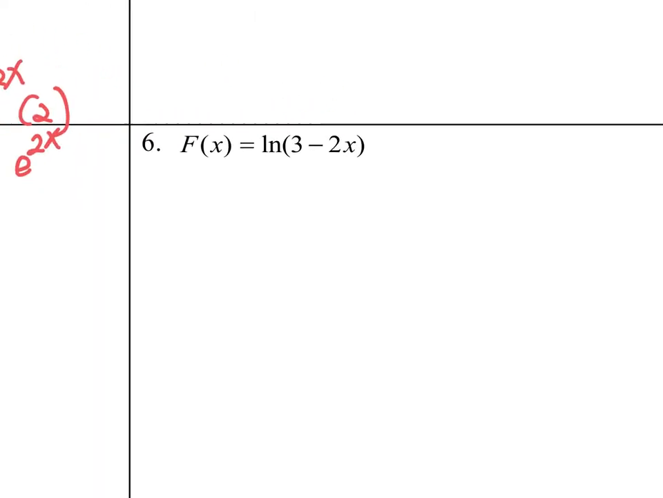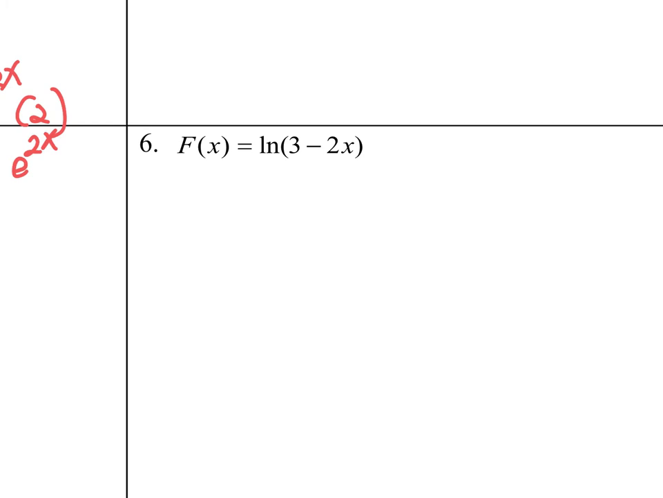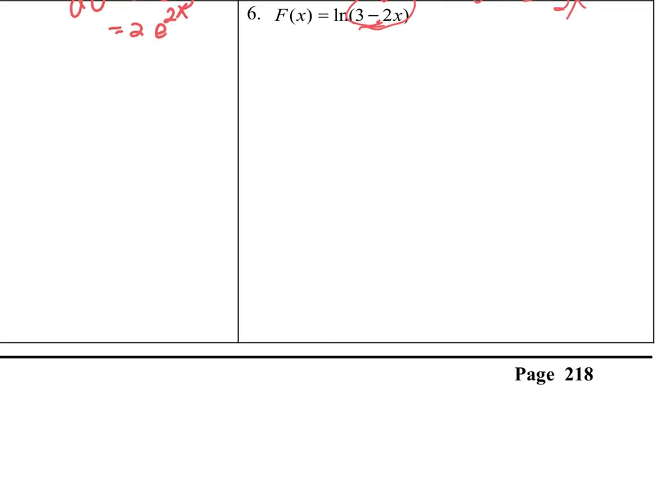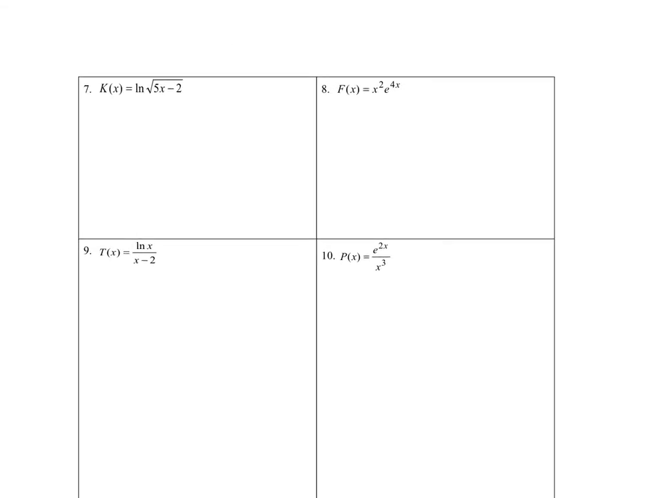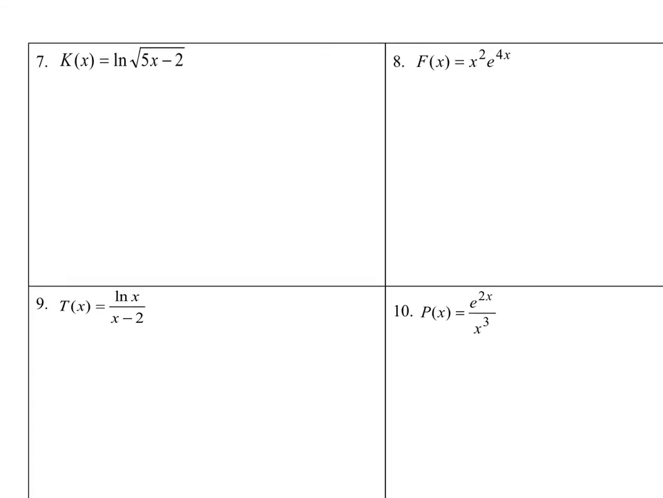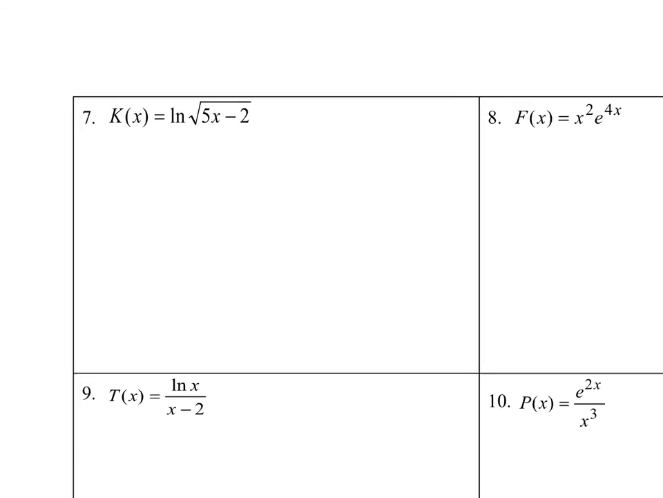And six, same thing. Well, this is my u, so what I need is du over u, so do the derivative of this over itself. Minus 2x. So you just have to figure out what the derivative of 3 minus 2x is. Well, that's minus 2. So it's already done for you. Got another one done for you. And these last four, for seven, do your rewrite.